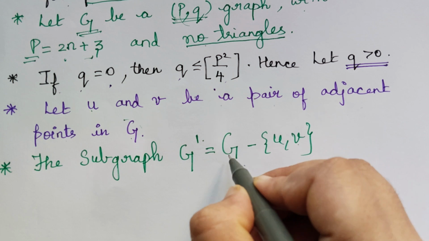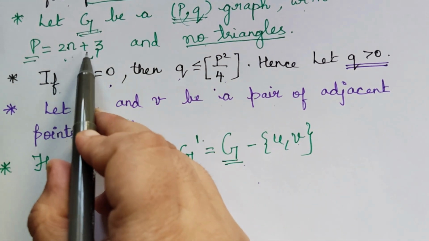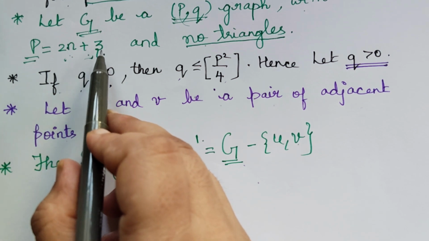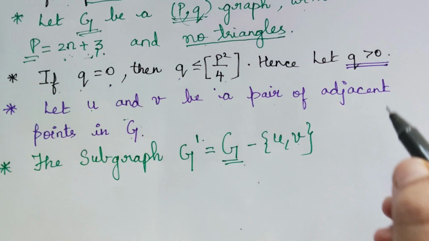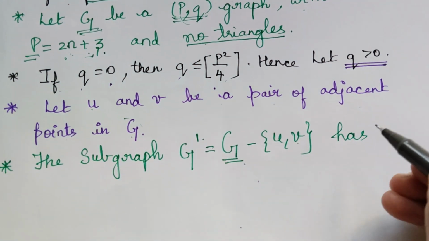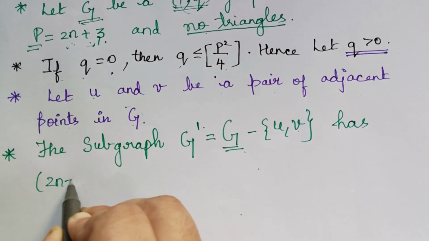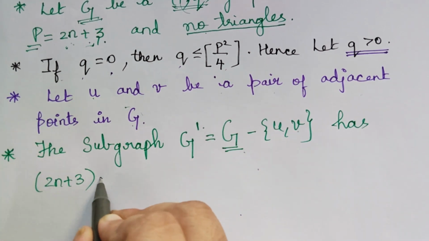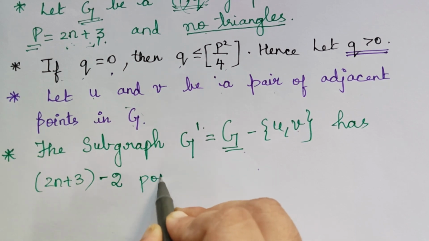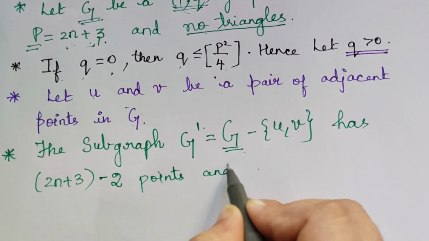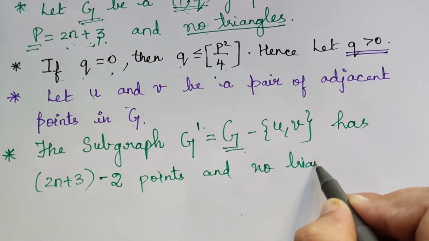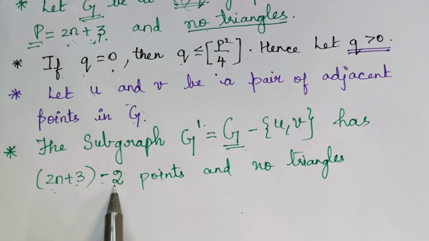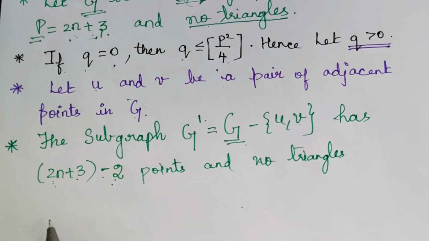Now we know that the graph G has 2n plus 3 number of points. From those points, if you are going to remove 2 points, you have to subtract 2 from this value. So how many vertices will G dash have now? G has 2n plus 3 vertices. From that we are removing 2 vertices U and V. So minus 2 points it will have. And it will have no triangles also. That also we should mention. So G dash finally, how many vertices will it have? 2n plus 3 minus 2. That will be 2n plus 1. So that we will write.